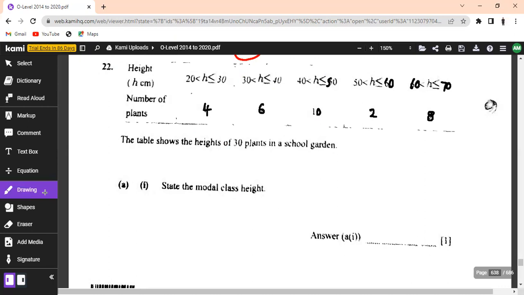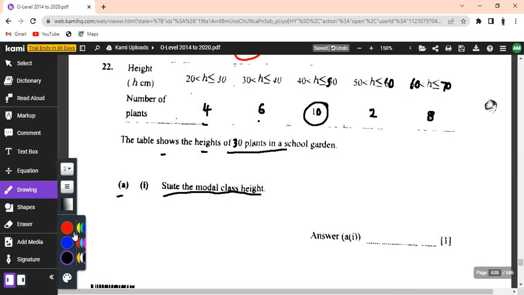The table shows the heights of 30 learners. So 4 plus 6 is 10, plus 10 is 20, plus 10 is 30, so that's 30 there. The first question is to state the modal class height. Remember, the modal class is the class that has the highest frequency. Our highest frequency is here, but what is the modal class that has that highest frequency? So you state the class now.